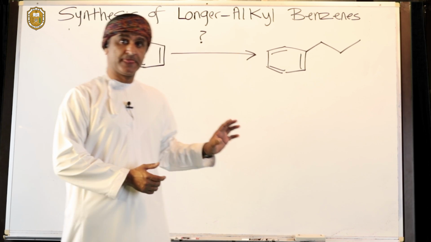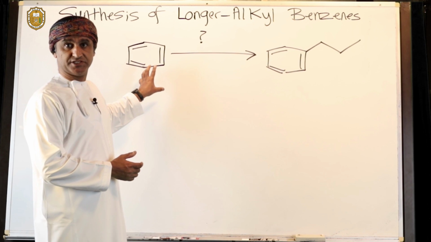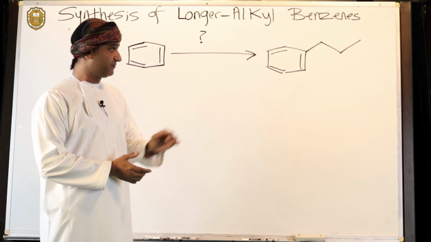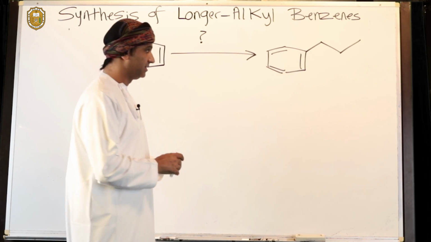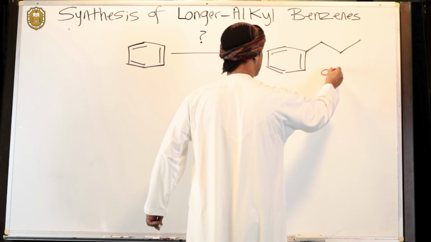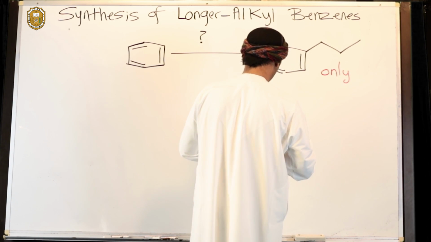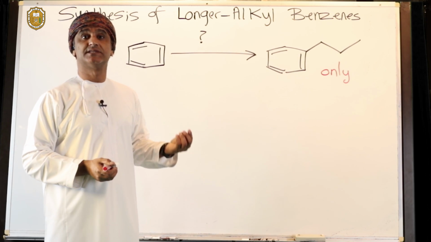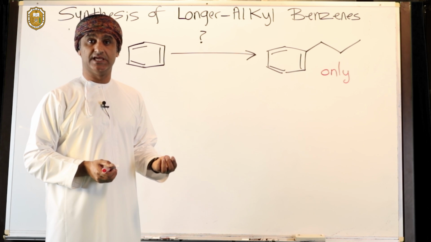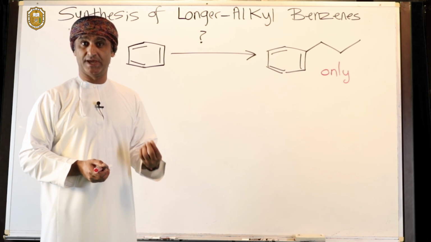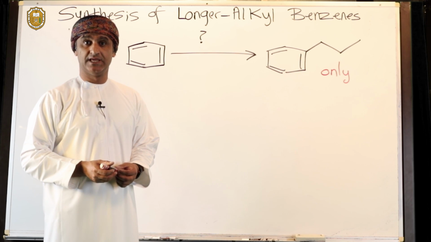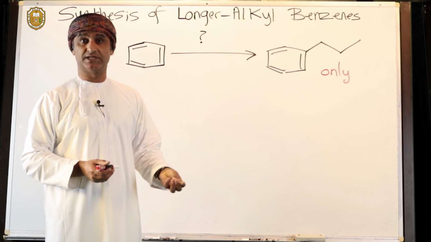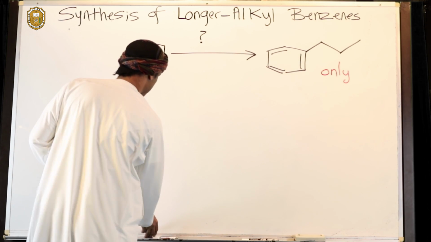Now, what if we want to transform benzene into propyl benzene? But if we want that propyl benzene as the only product, that's really the key quest here. Of course, we cannot simply do Friedel-Crafts alkylation employing chloropropane and aluminum chloride, because that will lead not only to the desired product, but also to isopropyl benzene. Specifically, this is what we are talking about.